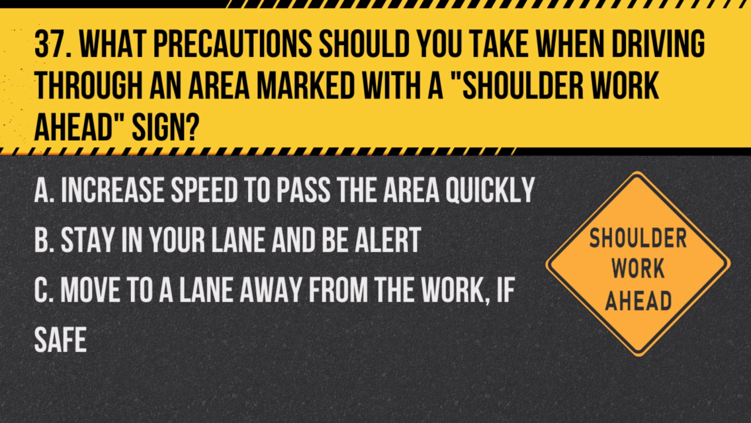Question 37. What precautions should you take when driving through an area marked with a shoulder work ahead sign? A. Increase speed to pass the area quickly. B. Stay in your lane and be alert. C. Move to a lane away from the work, if safe. Answer: C. Move to a lane away from the work, if safe. When driving through an area with a shoulder work ahead sign, move to a lane away from the work if possible and be alert.